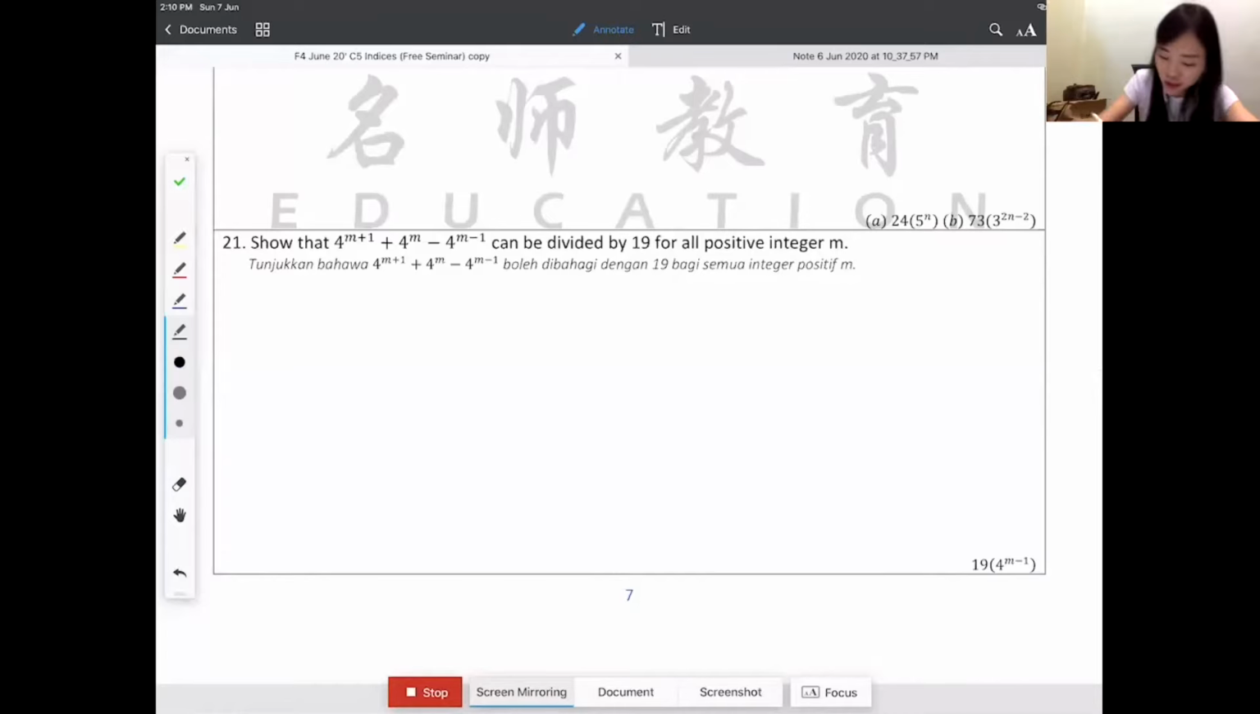So guys, 21, show. The moment you see the word show, okay, that means they want you to prove something, okay? They want you to prove something. So you're going to pretend you don't know. Then at the end, you really get it. Then you proudly write the word shown, okay? So look at this, yeah? They want me to show this one.